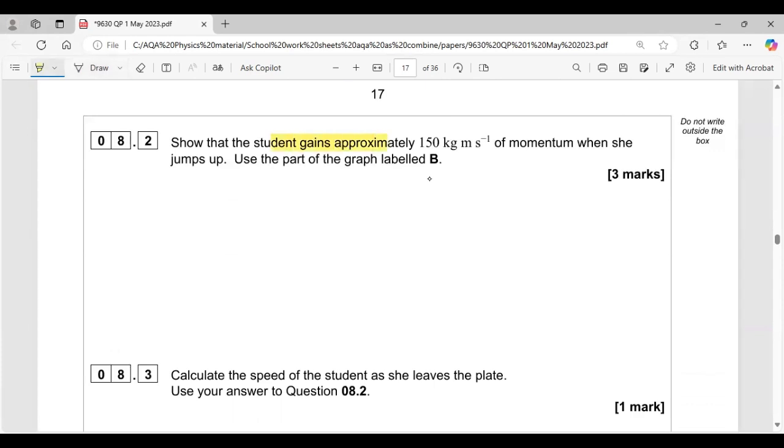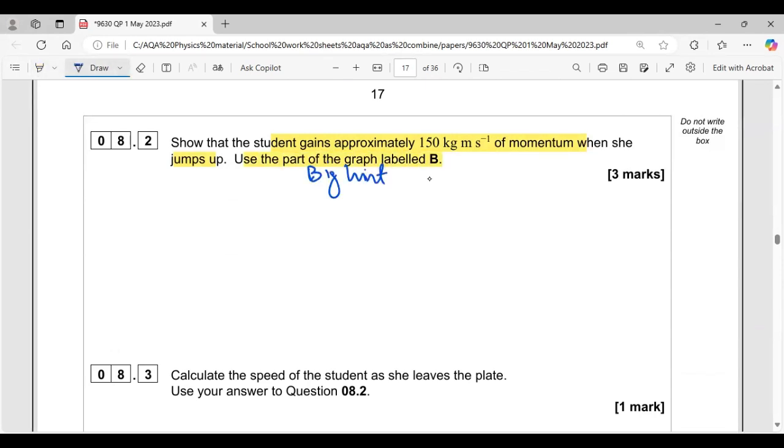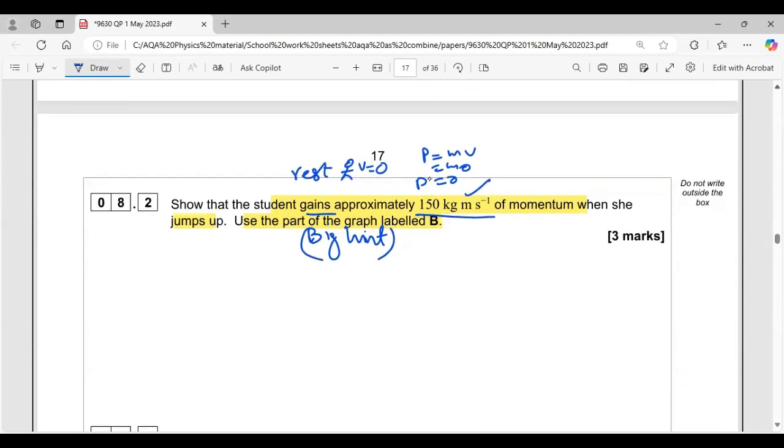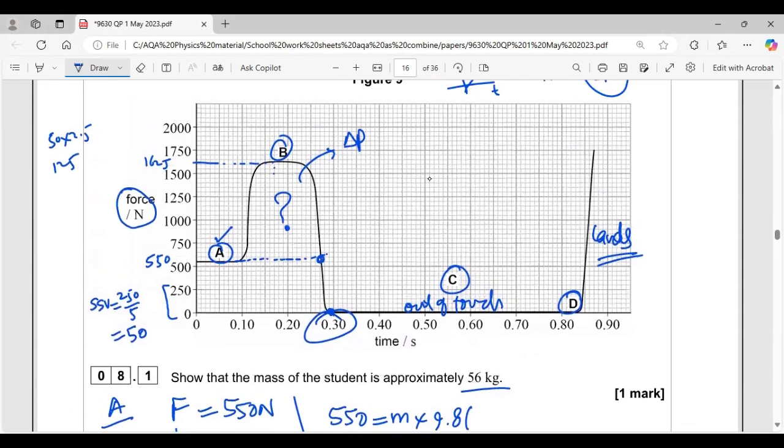You have to show that the student gained approximately 150 kilogram meter per second of momentum when she jumps up. Use the part of the graph labeled B. This is a big hint for you. So the gain in momentum, because she was at rest initially, speed was 0. So you know momentum is mv, so m into 0 is 0. That's why her initial momentum is 0. And then she begins to move up, and you have to show that the momentum that she gained is 150. So you will get back to the graph and say, okay, let's look into the graph now.